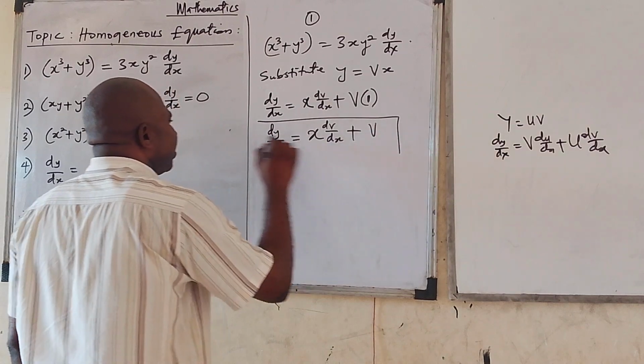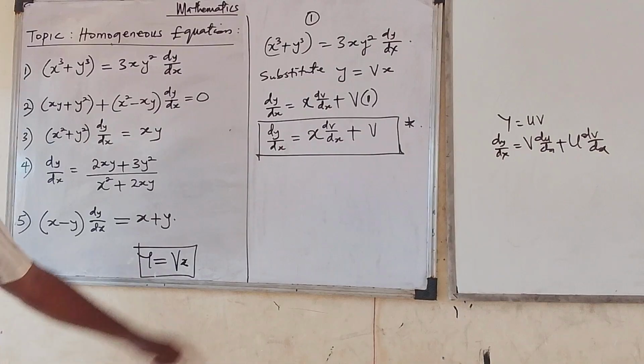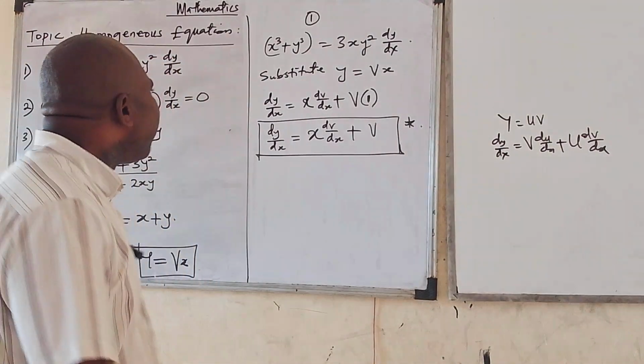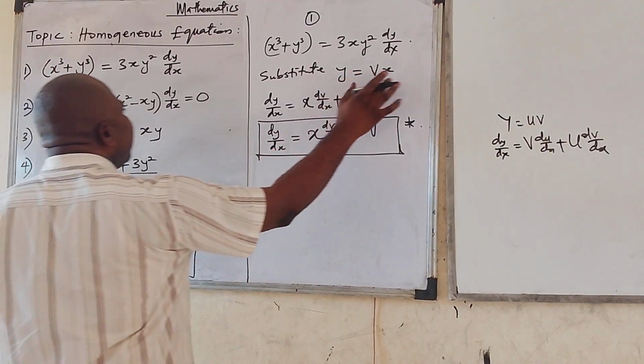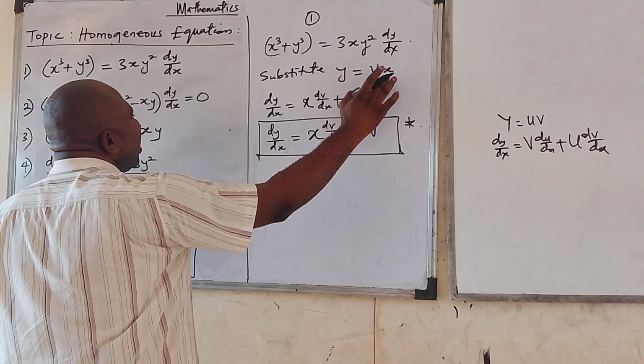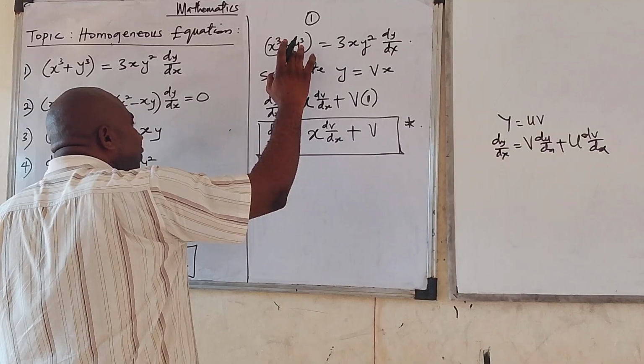Now let's take note of this. dy over dx is equal to x dv over dx plus v. Now remember we said let y be equal to vx. So it means anywhere we see y here, we are substituting vx.